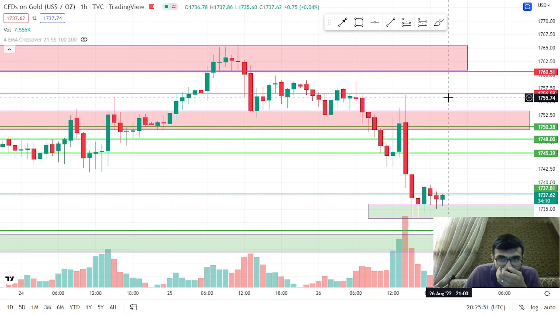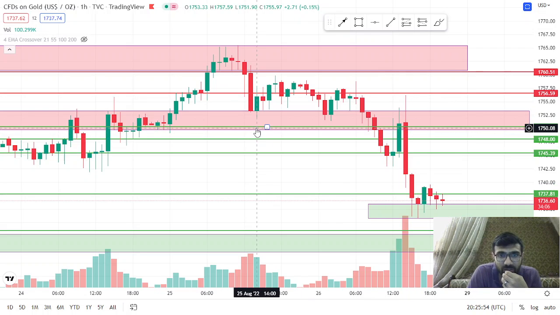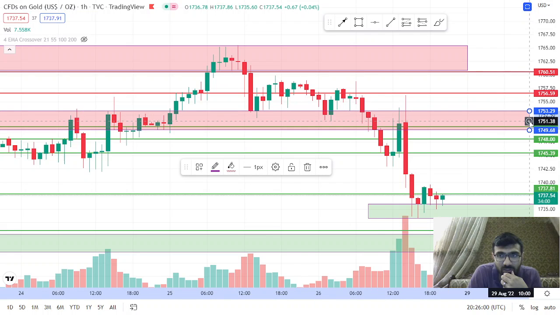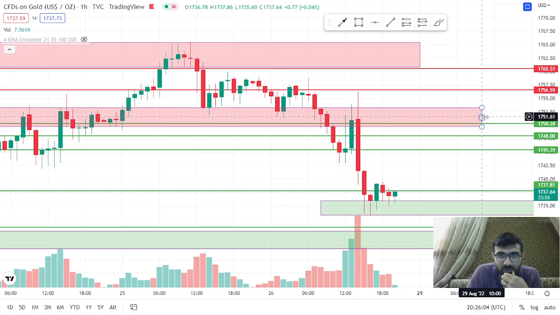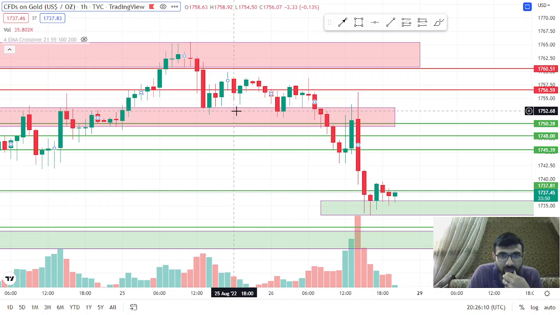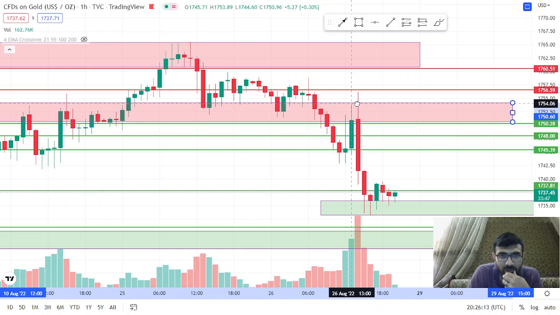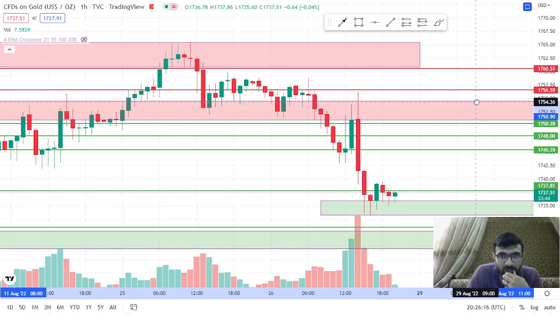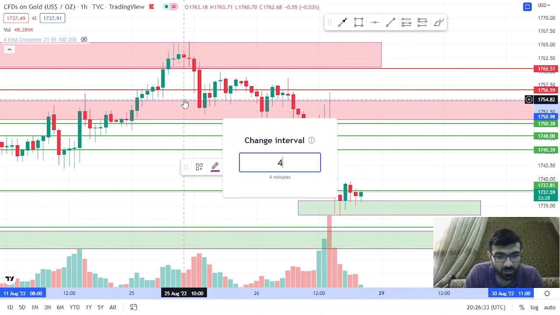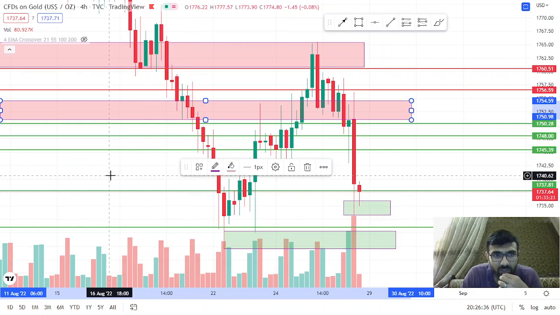Okay. Now what you can clearly see is that this area has been respected several times, but what I am observing is that this is the exact point and the area of interest for us. Okay, so we have to wait and see if any of this area comes into play tomorrow, what the 4 hour has in store for us.